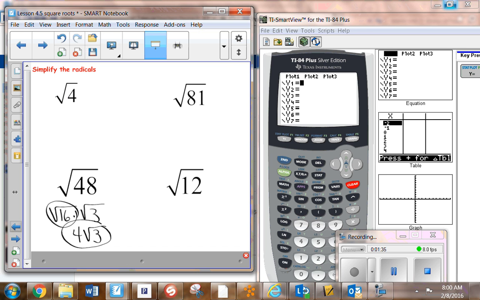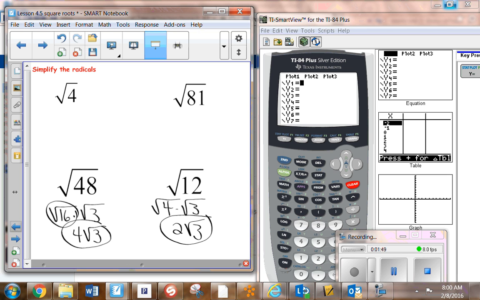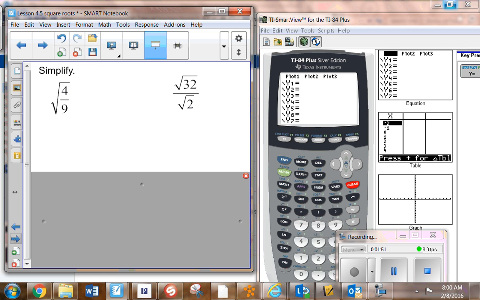With square root of 12, what's its factor that's a perfect square? 4. Okay, so I can break this down into the square root of 4 times the square root of 3. And that way 2 radical 3 is its broken down version. Hopefully you remember all that from Algebra 1B. So if we have fractions, it's not a big deal.